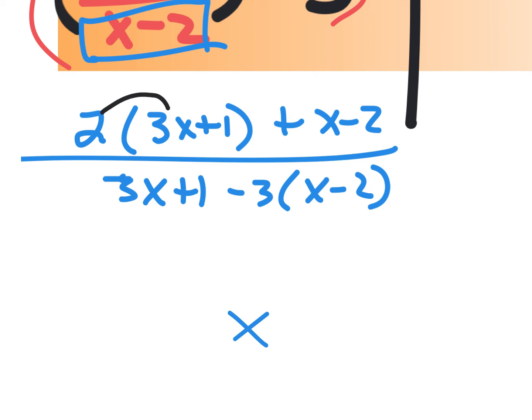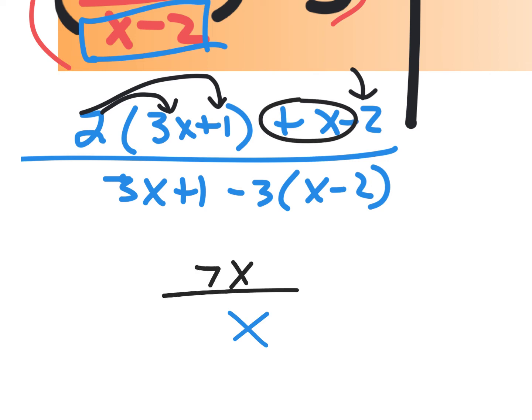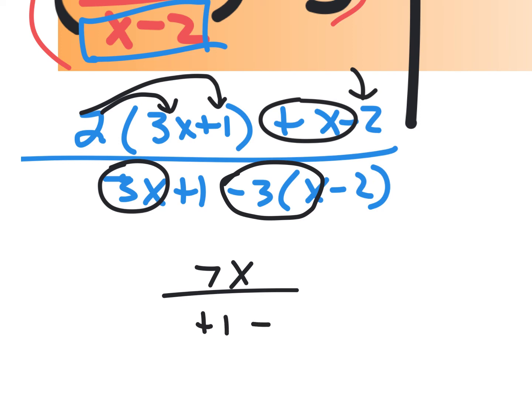So what happens here? 6x plus 2. Ooh, and the plus 2 and the minus 2 will cancel. So then I get 6x plus 1x on the top makes 7x on the top. And on the bottom, only can have one thing cancel. I'll let the 3x and the minus 3x cancel each other. And you might be like, it's plus 1 and minus 2.